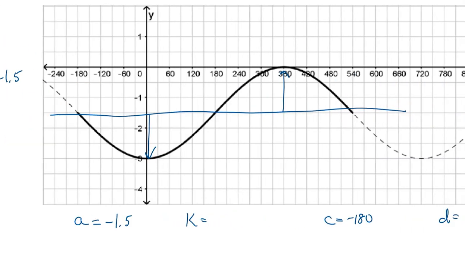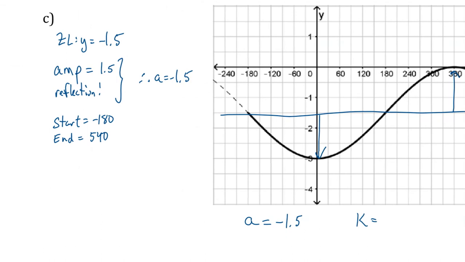Sometimes you can just look at the graph and kind of figure out what the period is, but if you can't, this is how you do it, the start and the end, and the period, as we did the last two times, is 540 minus negative 180. Be careful that you get that negative in there, otherwise your period's gonna be wrong. Two negatives makes positive. So this should work out too, 720, is that right? Awesome. And then use this to find our K value using our little formula.